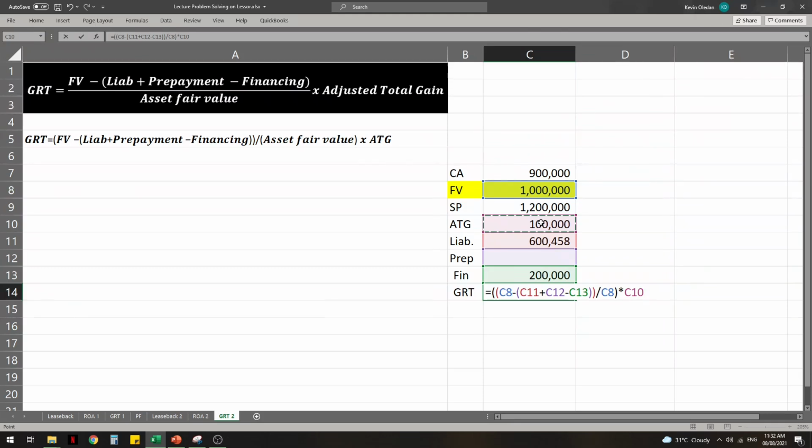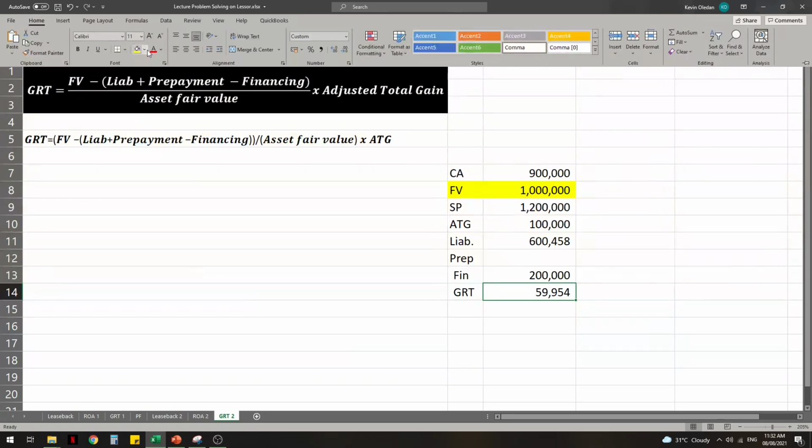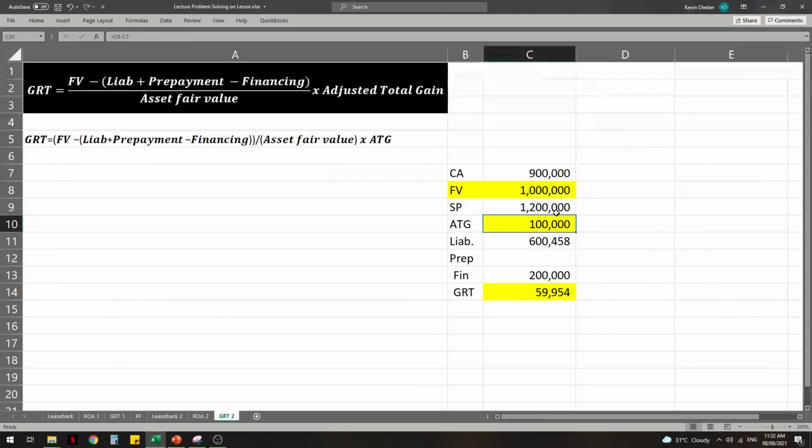Right after you get the amount, 59,954 as our gain on rights transferred. The 59,954, guys, is actually a portion of the 100,000. Okay, we only take a portion of the 100,000 that relates to rights transferred. I know the formula is a bit complicated pero I can explain that much. Kinuha mo lang ang portion ng 100,000 na nagre-relate sa kung anong rights ang na-transfer natin. Okay?